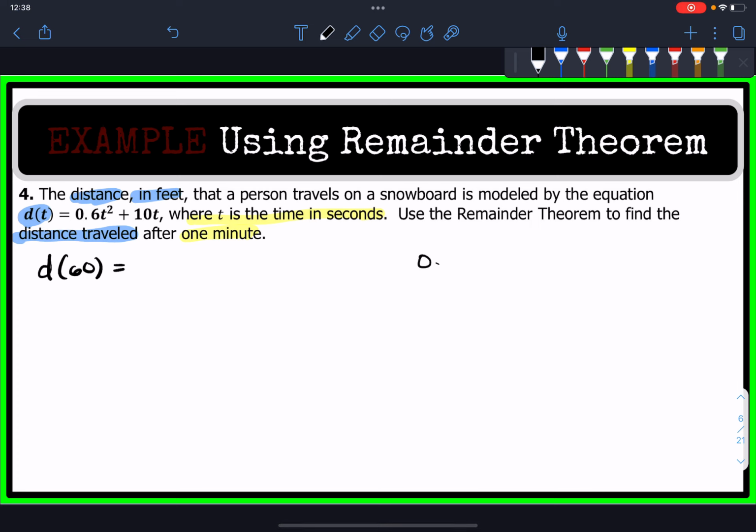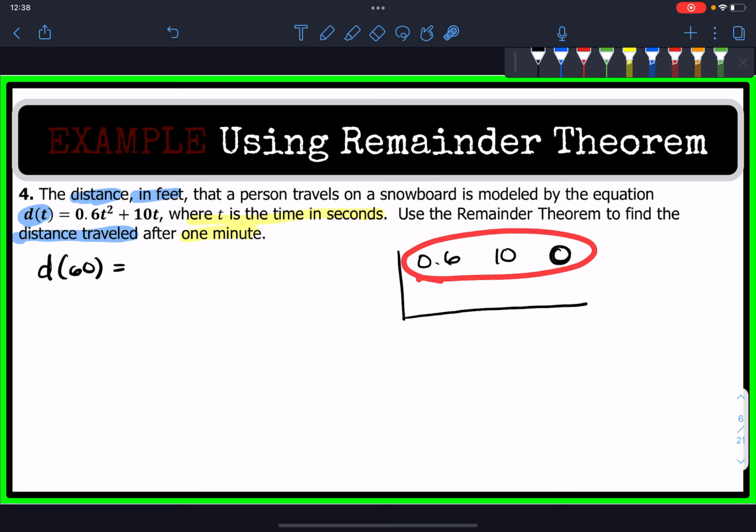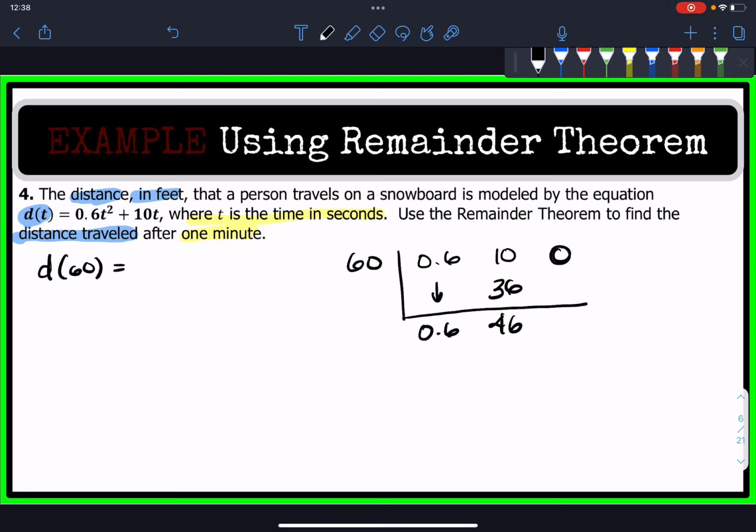Now you'll notice that we have 0.6 t to the second power plus 10 t to the first power, and we're missing a constant. Because we're using division, even though it's synthetic division, we need to make sure that we always have a place for every number from the degree down to the constant. And since we're missing the constant, we're going to put a 0 for that placeholder. So let's put the 60 on the outside. That's 36. And then multiplying 46 times 60, that's equal to a total of 2760. And there's our answer.